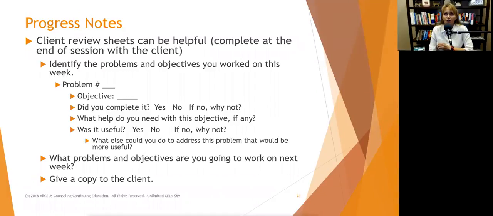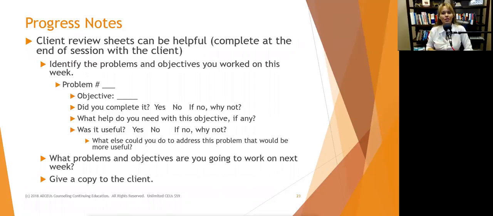So progress notes, client review sheets can be helpful for individual sessions, and this is what I use, and you can complete it at the end of the session with any client. Identify the problems and objectives you worked on this week. So you're going to have a couple of sheets here. Problem number 1, objective C. Did you complete it? Yes or no? If not, why not? I will generally fill this out as we're talking, and I go through why, because I want the client to remember what they did. I also want to get my progress note done.